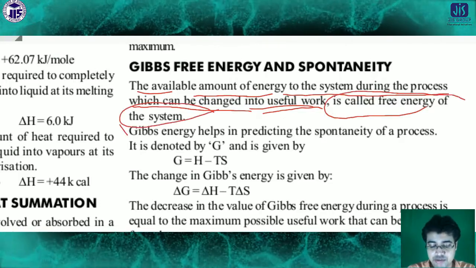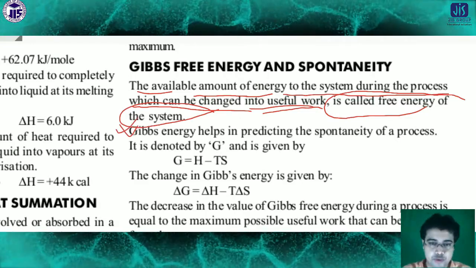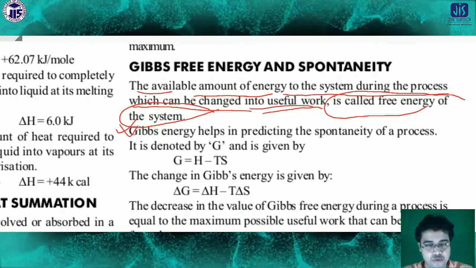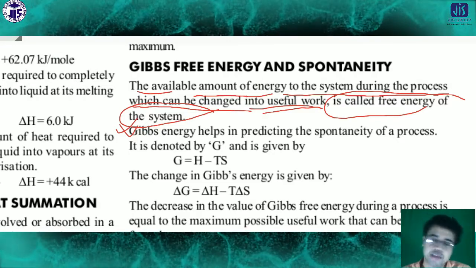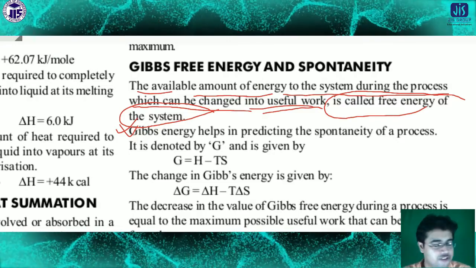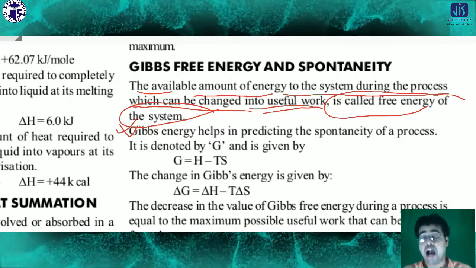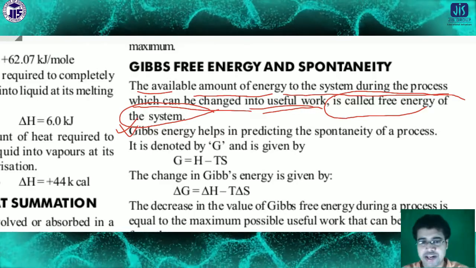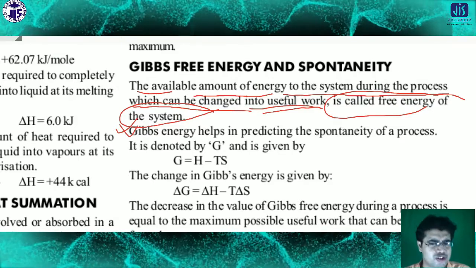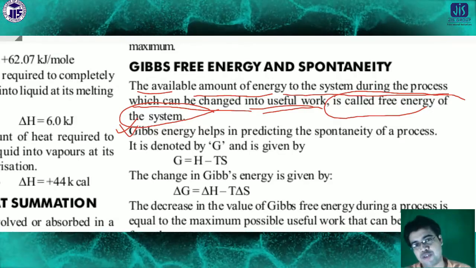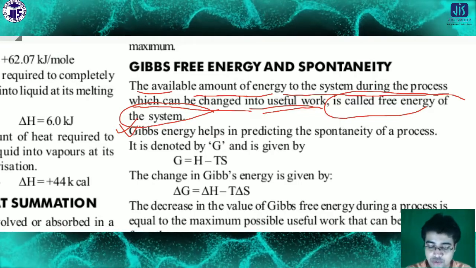Gibbs free energy gives us information about the spontaneity of the process. If the delta G value, that means the change of Gibbs free energy, is negative, then the process will be spontaneous. If it is positive, the process will not be spontaneous. But when will delta G be negative or positive? Are there other terms responsible for that? Then we'll understand this equation.